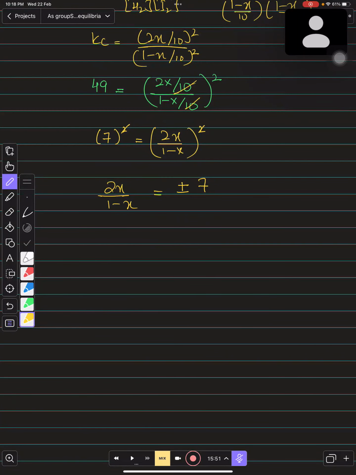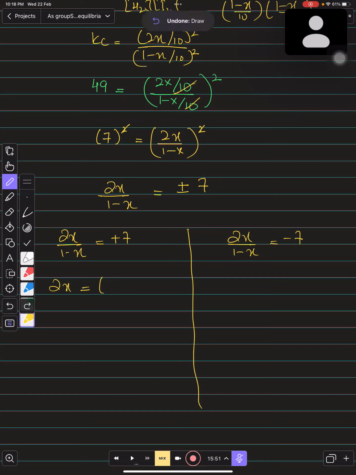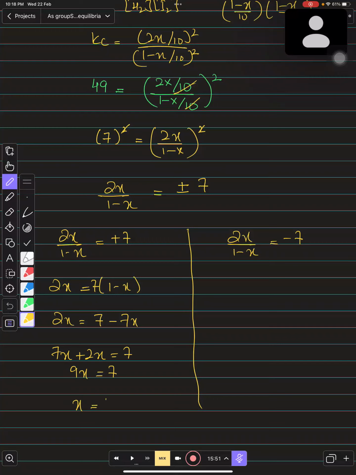Then we need to solve it, one for plus and one for negative. So it should be 2x over 1 minus x is equal to plus 7, and 2x over 1 minus x is equal to minus 7. So it can be written like this: 7 into 1 minus x, and it would be 2x equals 7 minus 7x. Then I send 7x over here, so it would be 7x plus 2x equals 7, and then 9x equals 7, and the value of x would be 7 over 9. Right, bacho, or not?